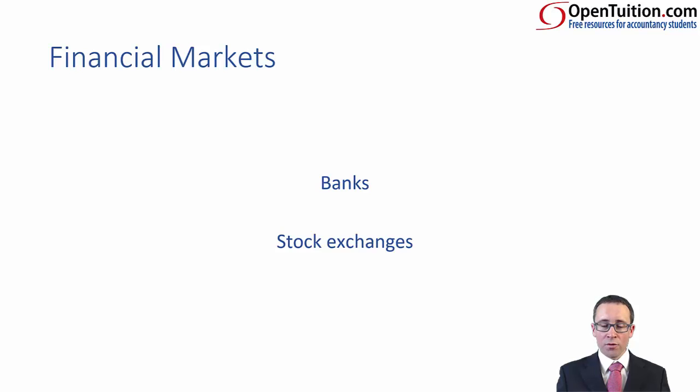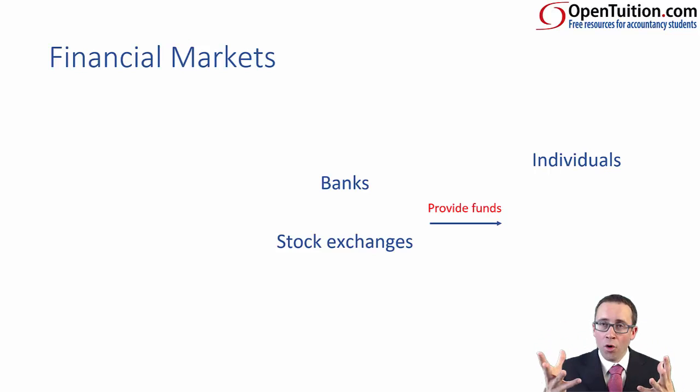Okay. So the banks and the stock exchanges help provide funds, don't they? They will provide funds to individuals. You know, I have a mortgage. I'm actually sat in my house filming this video upon which the mortgage has been taken out. I have to pay the bank back the money that I have borrowed. They provided me with the money up front to purchase the house, didn't they? So they provided me that capital.